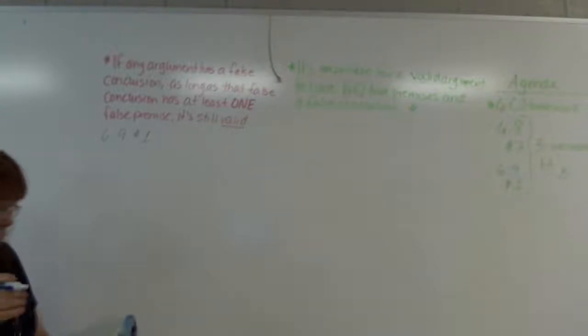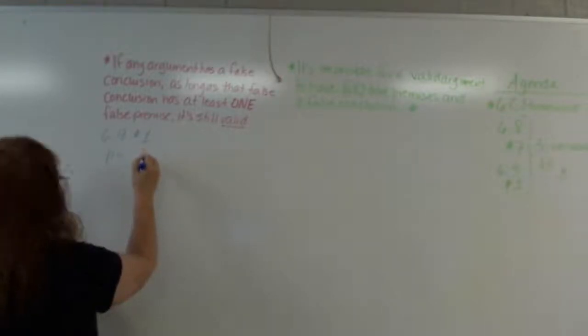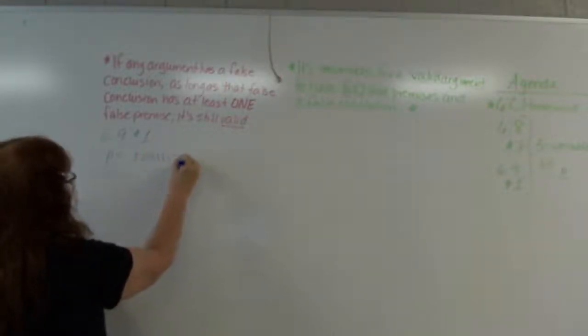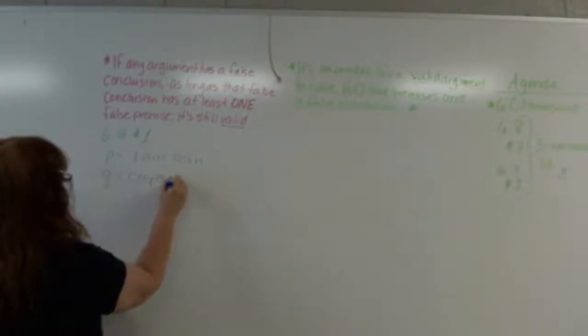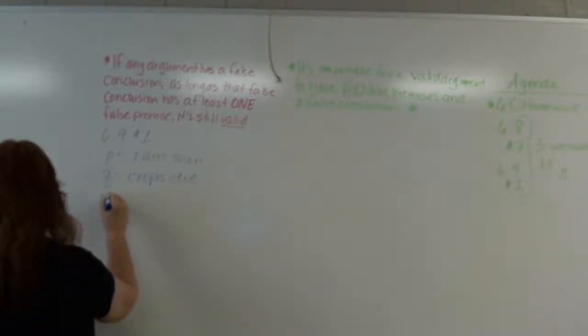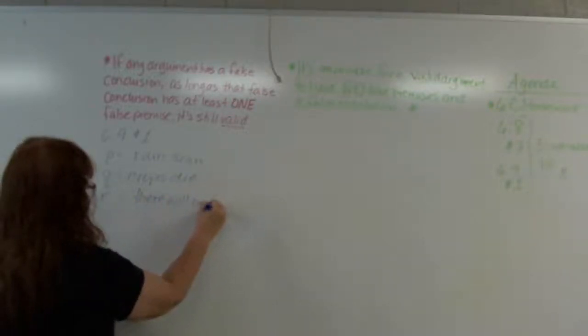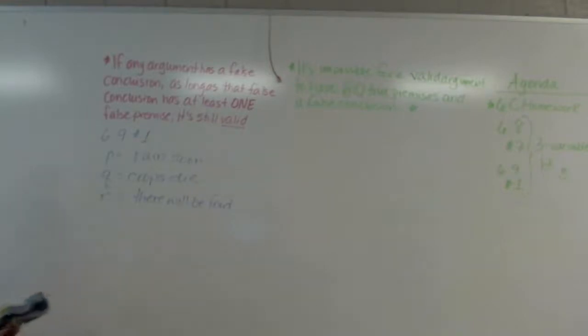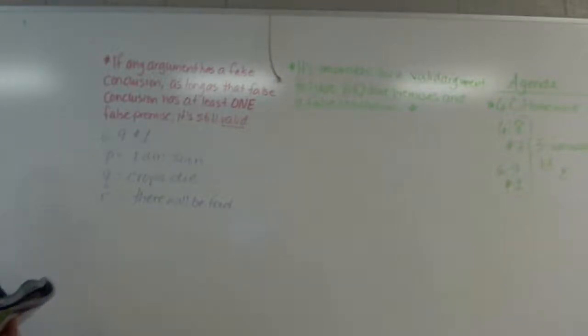Okay, so if there's rain soon, the crops will die. So my P is, it will rain soon. Okay, my Q, crops will die. My R, there will be food. Okay, those are my 3 pieces. Make sure that your plain variables, your P, your Q, your R, just like that, don't have any knots in them. Okay? If there's a knot, then put the tilde in front. It's a not R. Okay?